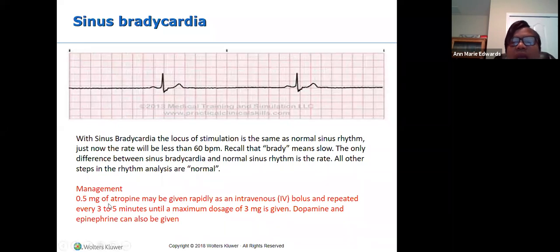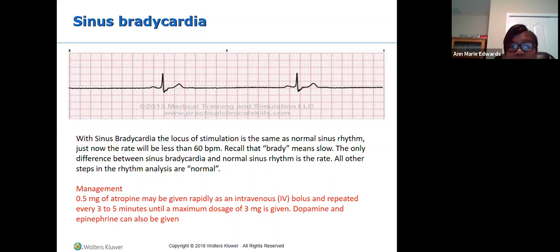Management of sinus brady. You give atropine. Atropine is an anticholinergic drug. Okay? We know that acetylcholine can slow the heart rate. Okay? Because if the vagus nerve is stimulated, you can get sinus brady. If the vagus nerve is stimulated, what happens is that it releases acetylcholine. Okay? That's a neurotransmitter that's released when your vagus nerve is stimulated.